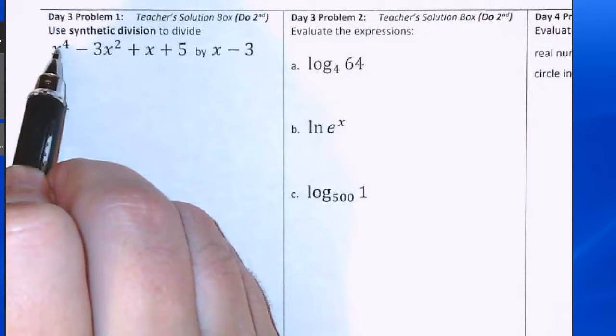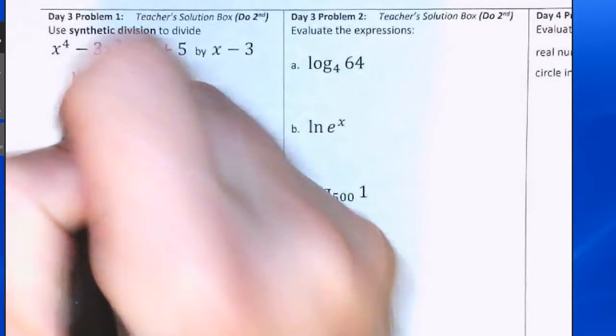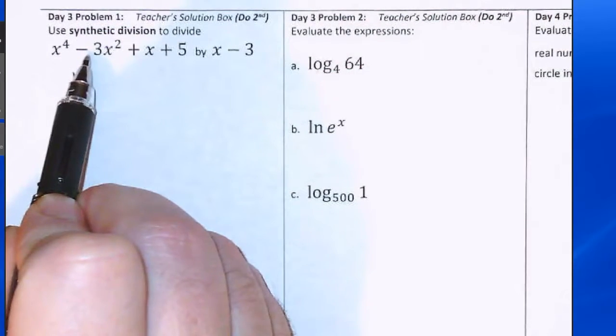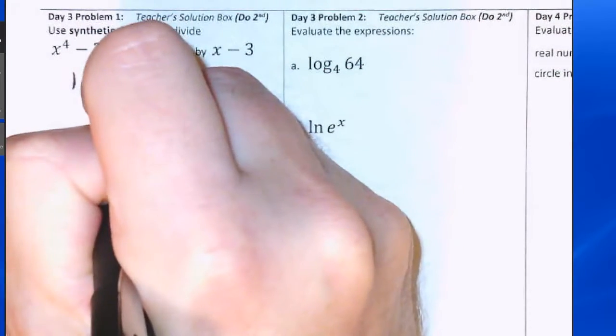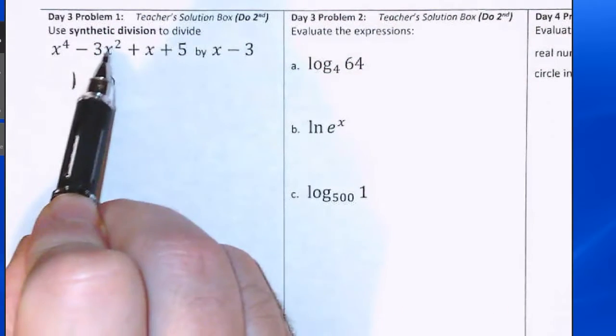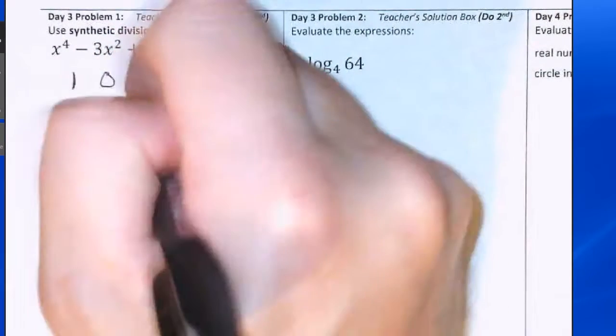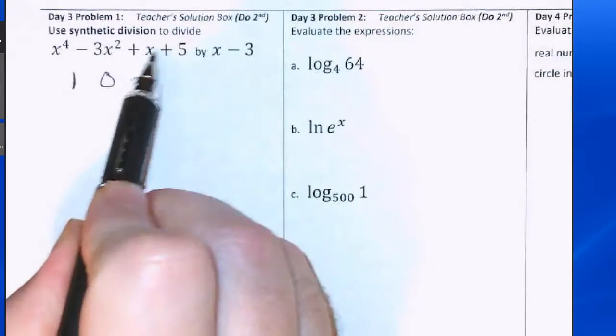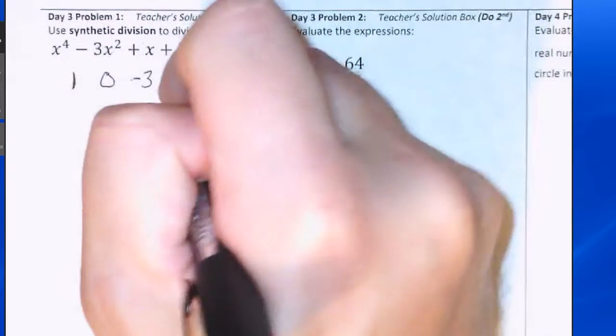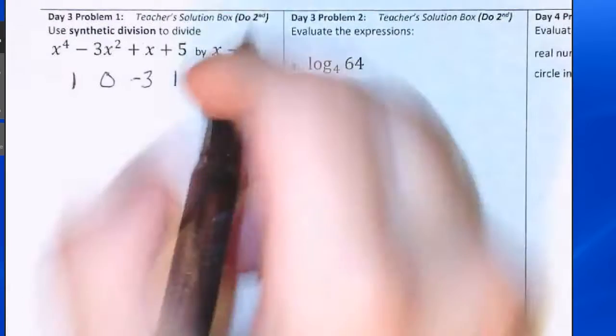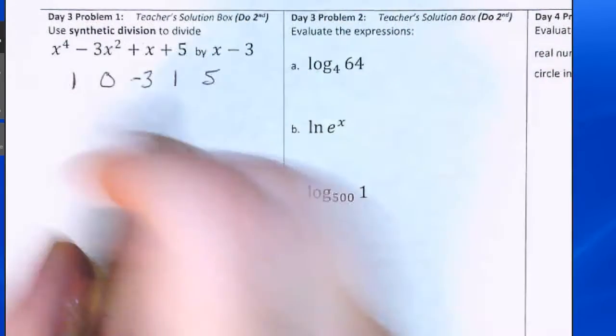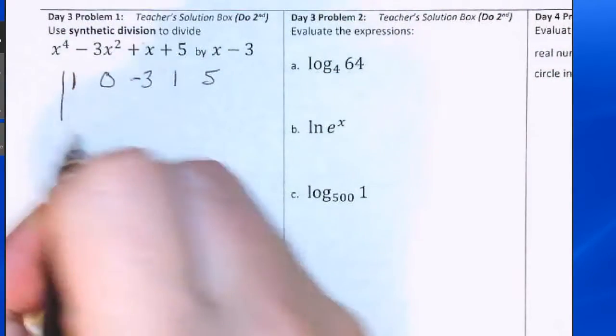The coefficient of x to the 4th power is 1. There is no x to the 3rd power, so that coefficient is 0. The coefficient of the x squared term is negative 3. The coefficient of the x term is 1. And the constant term is 5. The synthetic division bracket looks like this.